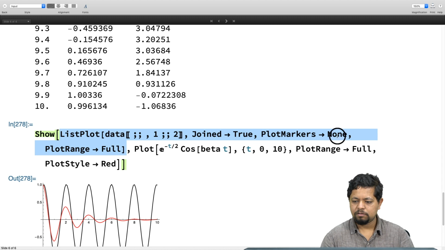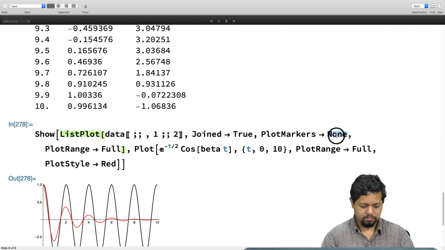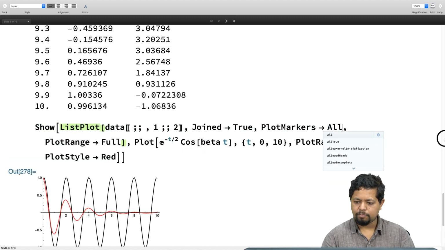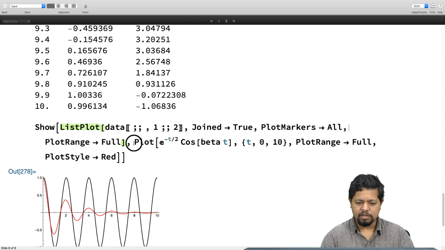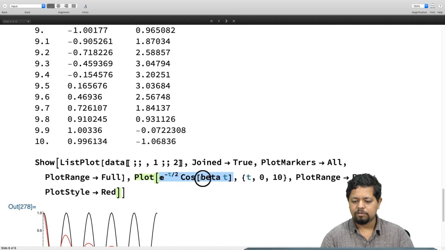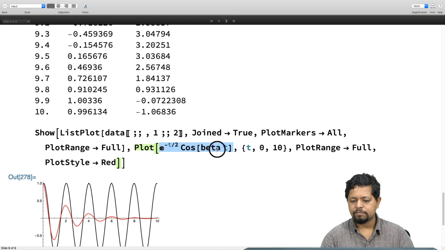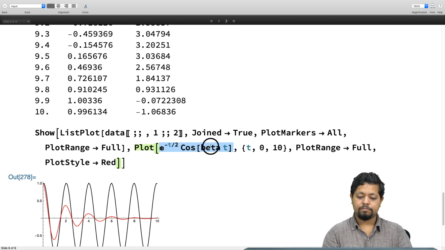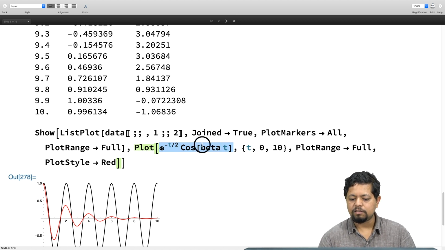And so let me put the plot markers back so I can see, and then I'm comparing this with the analytical solution, which is in red. The analytical solution is e to the minus t by 2, the non-dimensional version of the analytical solution, times cos of beta times t, where beta was the square root of w minus 1 by 4. W was a dimensionless ratio of L, R and C. So this is the analytical solution.